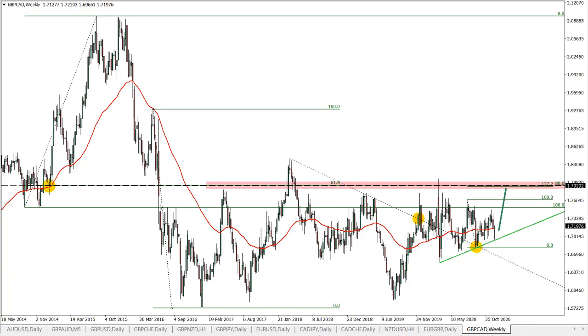Today we are looking at the pound versus the Canadian dollar on the weekly time frame. So this is the long-term price perspective that will be discussed in this video.